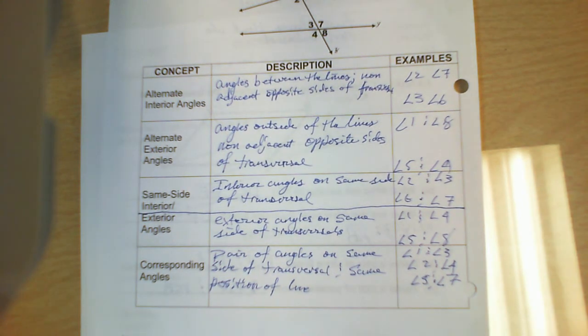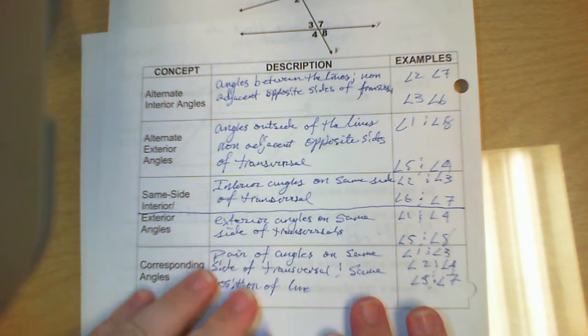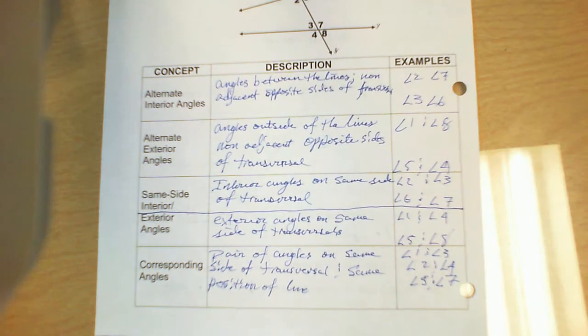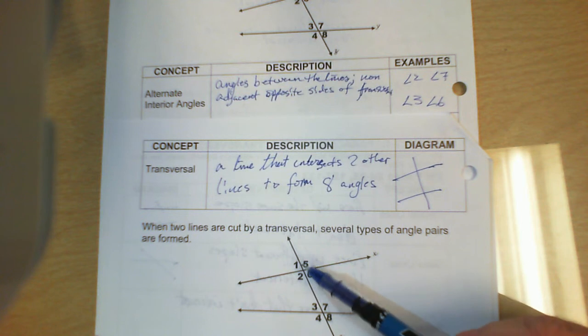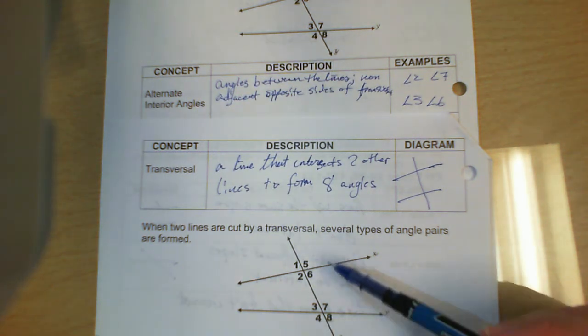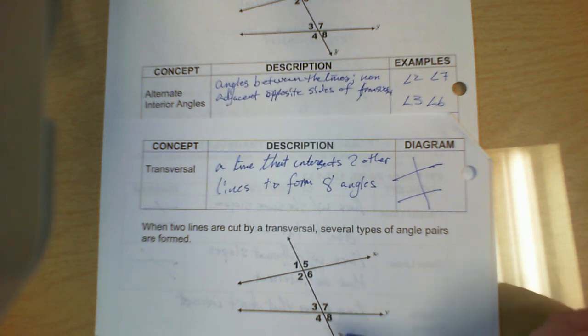Okay, so I'm going to read them out loud to you. Alternate interior angles are angles between the lines, non-adjacent, and on opposite sides of the transversal. Okay, so they're angles that are between the two lines. So if I were to look at, for example, this one right here. So here's my transversal, and then I have two lines. They're on the inside of my lines. Okay, and they're alternate because they're on either side of the transversal.